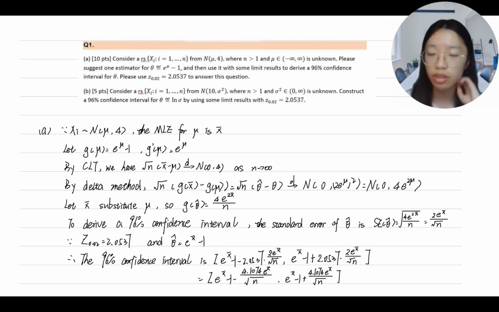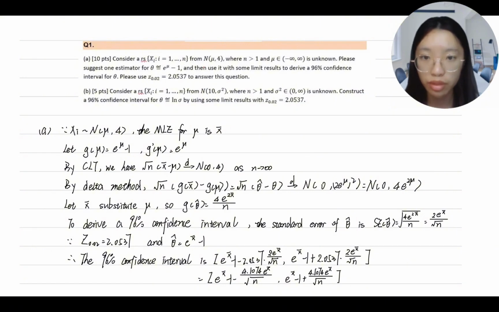The question A is to calculate the limit result to derive a 96% confidence interval for theta. But in question A, mu is unknown, so we need to use the MLE, and mu is equal to x bar. Then, because we need to calculate the interval, we need to calculate the standard error of theta bar.